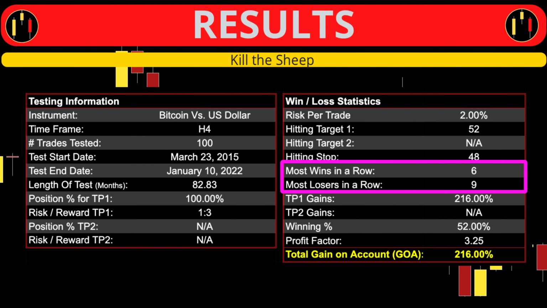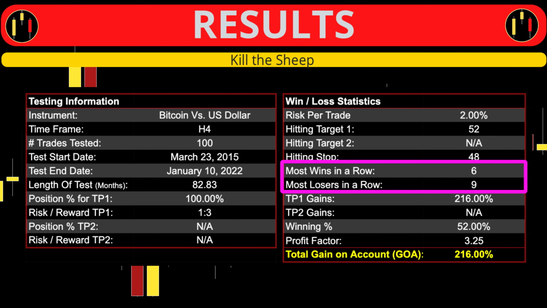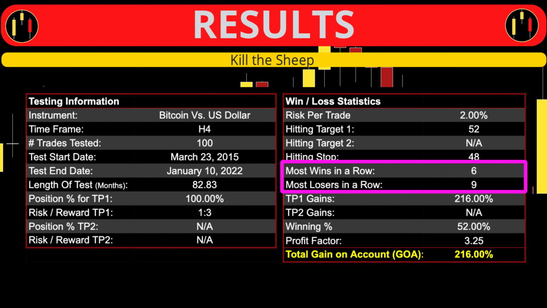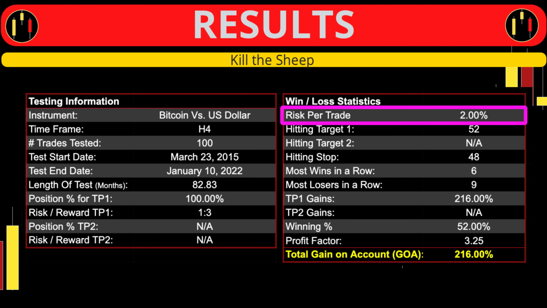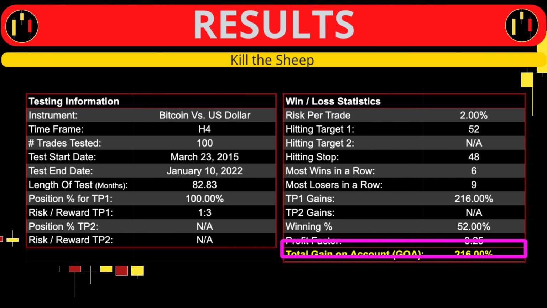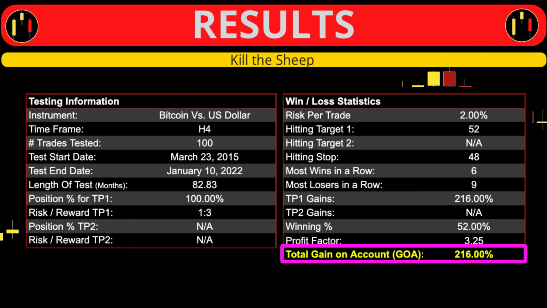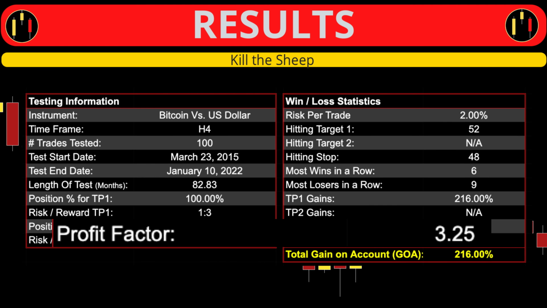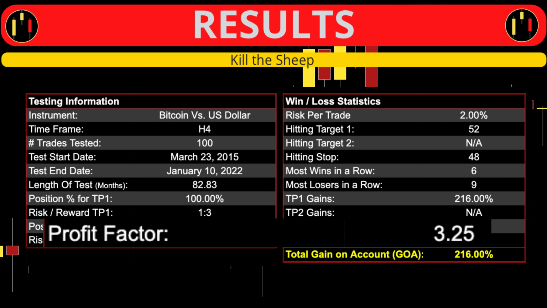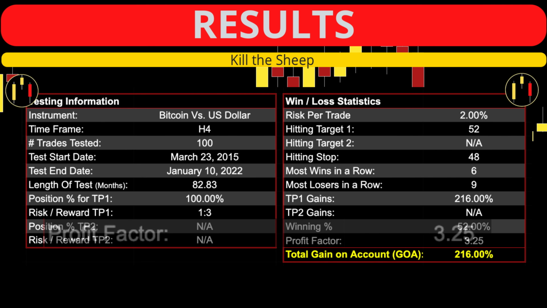Most wins in a row came in at 6, and most consecutive losses turned out to be 9, which I will address in a moment. This system had a win rate of 52%, and risking 2% per trade, the total gain on account was 216% gross profit. But what I really want to highlight is the profit factor here, which was an astounding 3.25, and I will go over what we can parlay that into in a moment.